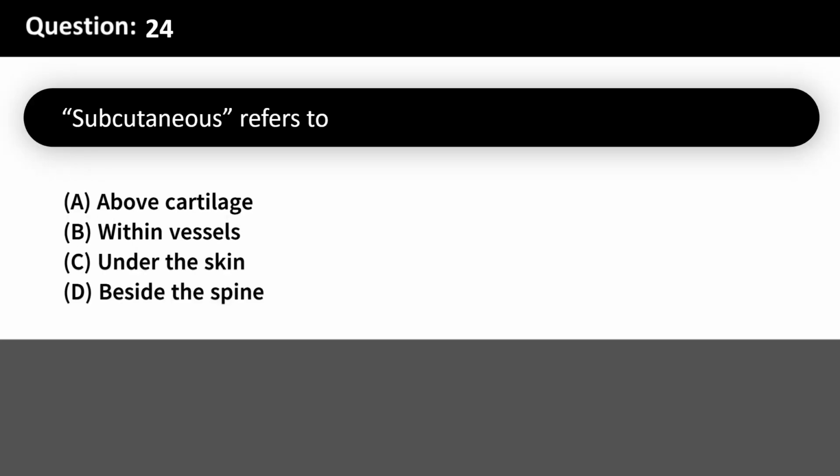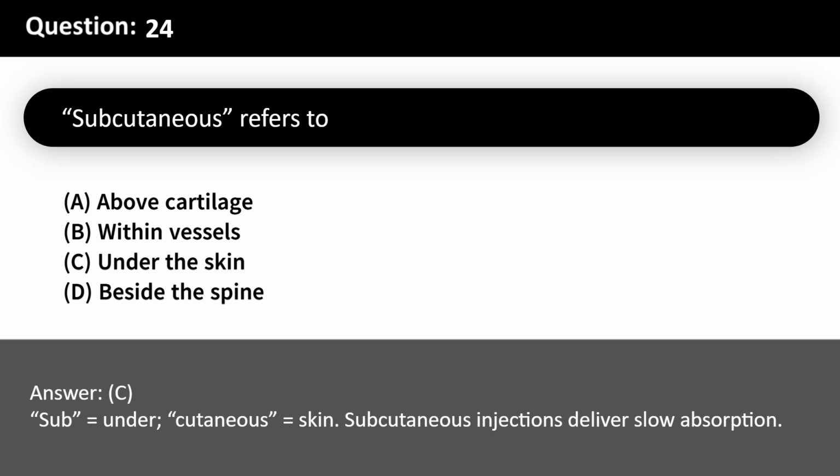Subcutaneous refers to: A. Above cartilage. B. Within vessels. C. Under the skin. D. Beside the spine. Answer, C. Sub equals under, cutaneous equals skin. Subcutaneous injections deliver slow absorption.